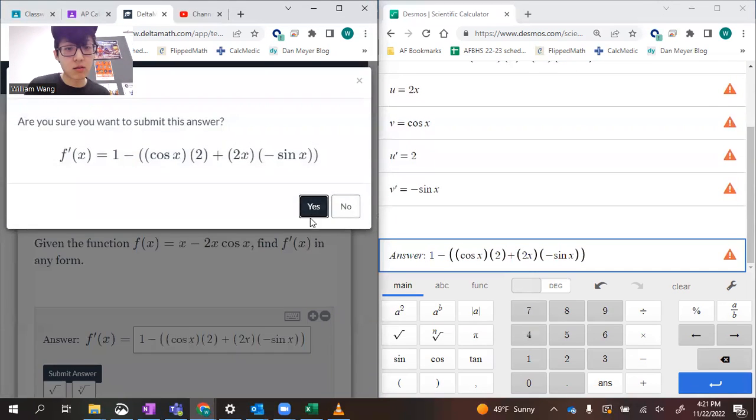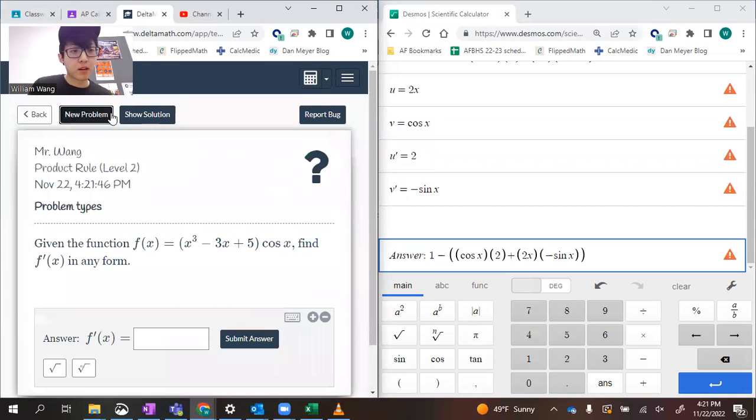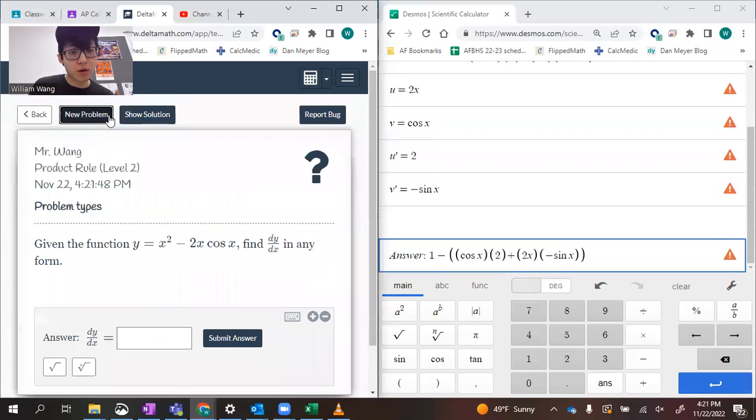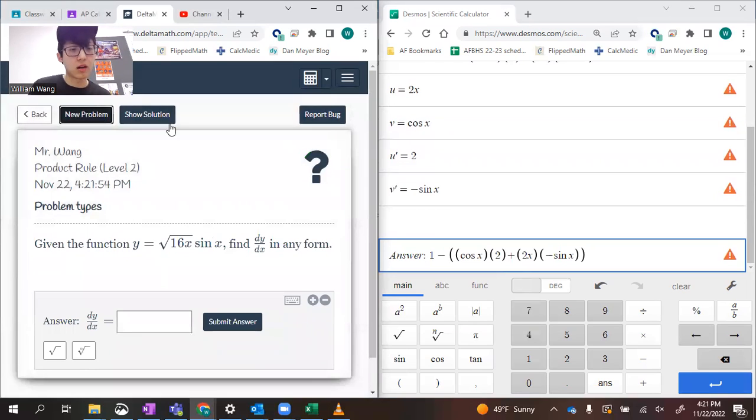Looks right to me, submit answer. Cool, and they don't even ask me to simplify it, right? Let's try one more. This one would be the same. Let's see if there's any harder ones. All right, something like this. Okay. Actually, yeah, let's try this one.